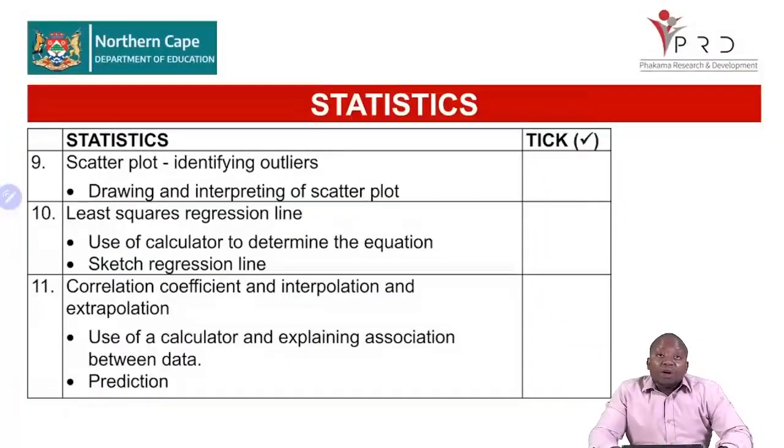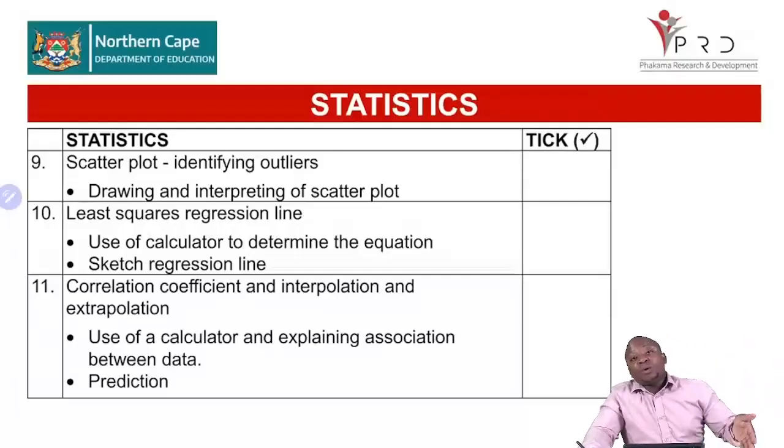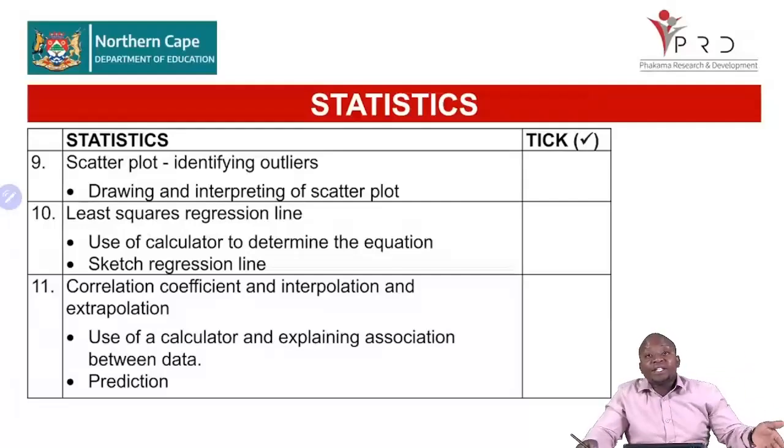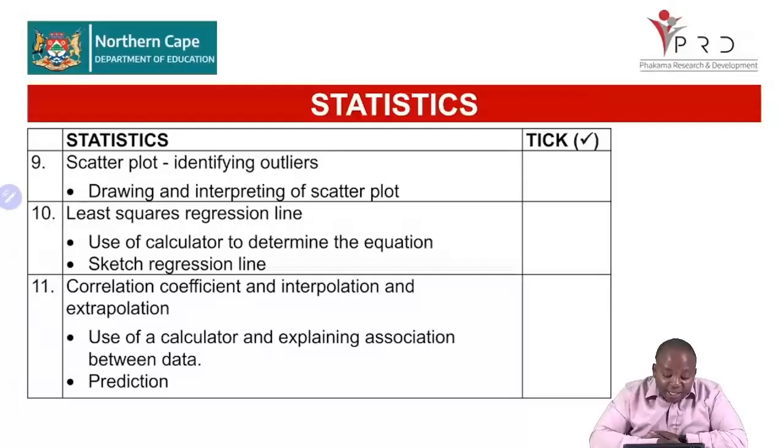Number 9, for statistics, we are also required to work with what we call bivariate data. For bivariate data, in most cases we are going to start by working around our scatter plot. When working with that scatter plot, we are able to identify the outliers. And we must be able to draw and interpret a scatter plot. You might be given data points that you need to represent on a scatter plot and interpret, or you might be given a scatter plot and must interpret it. So you must be able to draw and interpret the scatter plot.